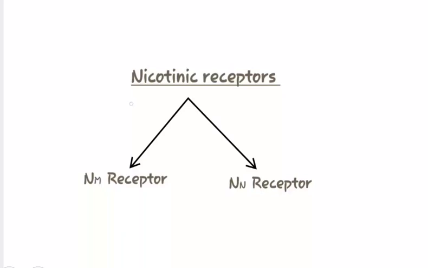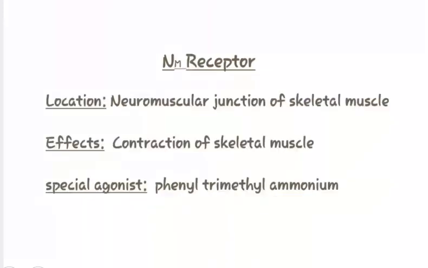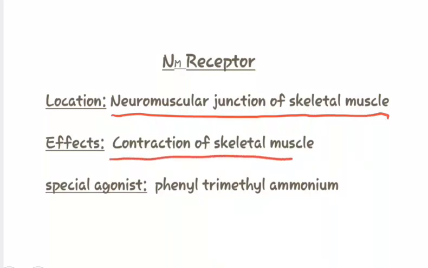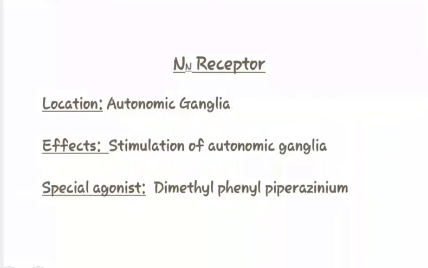Now, let us study about nicotinic receptors. Nicotinic receptors are of two types. First is NM receptors and second is NN receptors. Now, let us see about NM receptors. They are located at neuromuscular junction of skeletal muscle and cause contraction of skeletal muscle. The specific agonist for NM receptors is phenyltrimethylammonium.